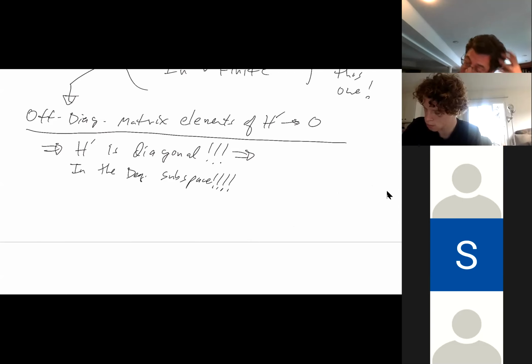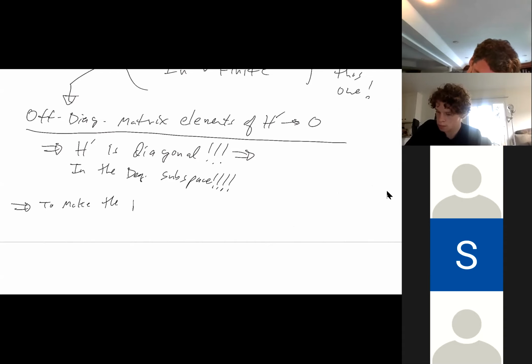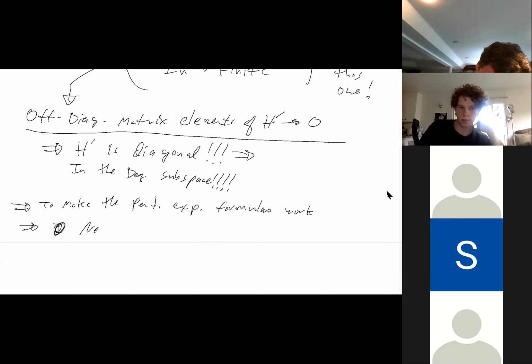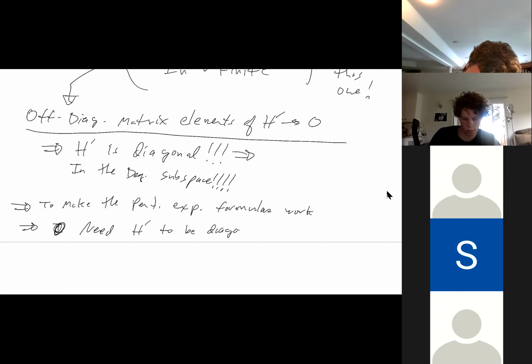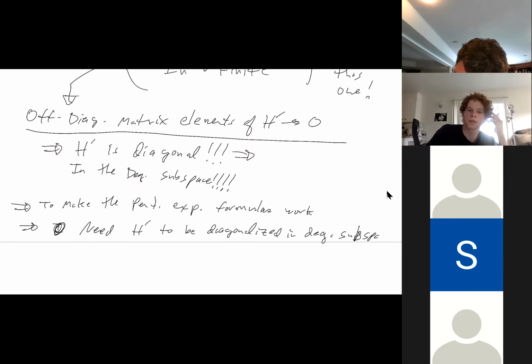So the whole point is, to make the perturbation expansion formulas work, we need H prime to be diagonalized in the degenerate subspace. And that's it. That is degenerate perturbation theory. It's just so simple. It's sort of simple and obvious. There's no real trick to it.